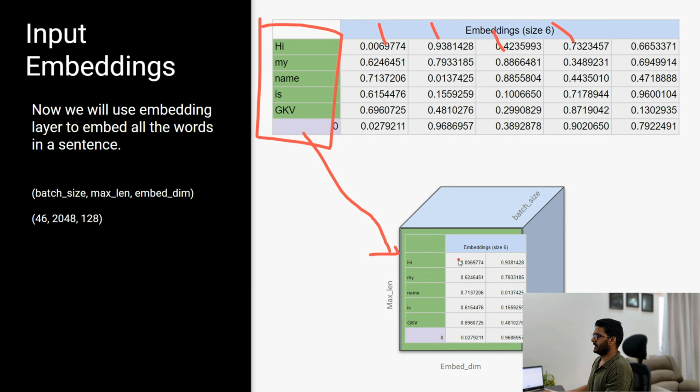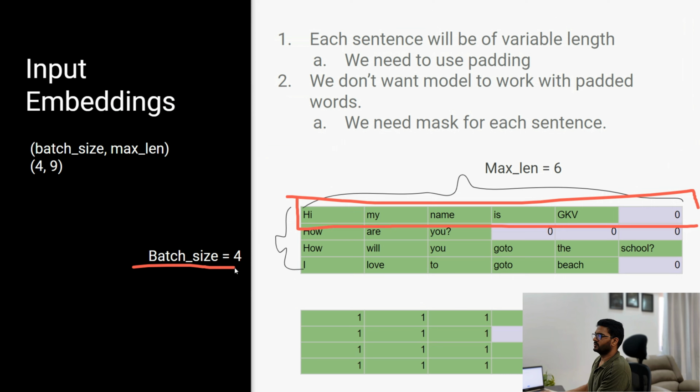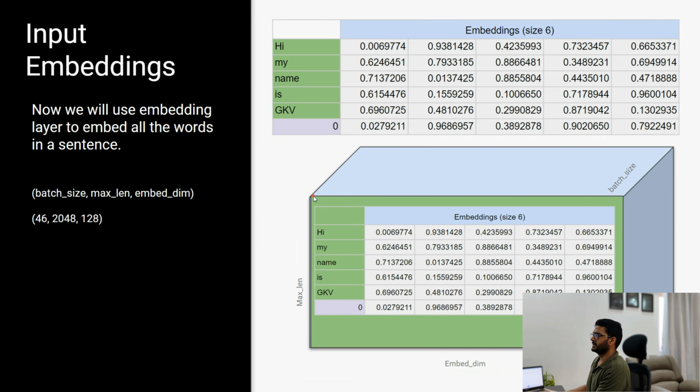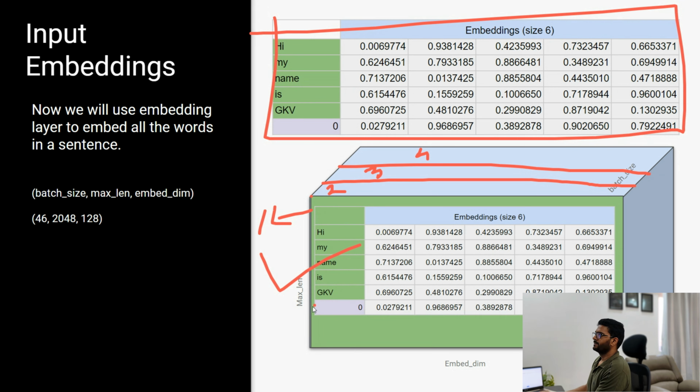If I bring this to my model, this is how it looks: "Hi, my name is GKV", and the embeddings are like this. So this one table will become one matrix here. Similarly, we have a batch size of 4. Therefore, what we send to the model is this kind of matrix, and this is the 1st, 2nd, 3rd, and 4th matrix. This is how it becomes a batch size with maximum length and embedding dimensions.